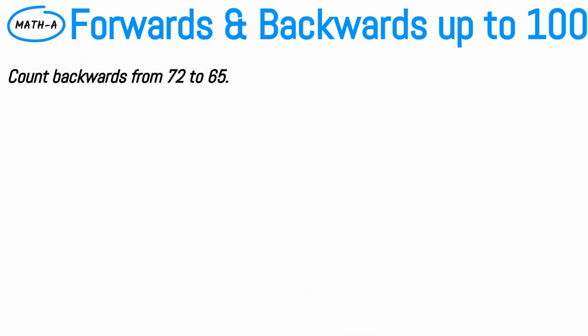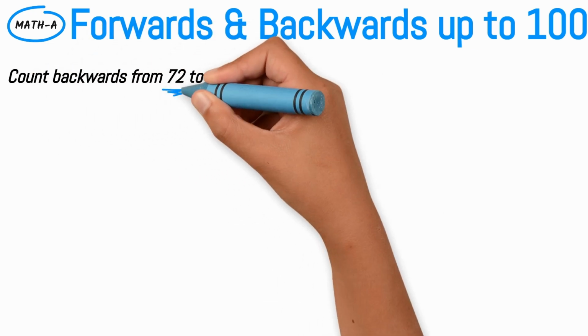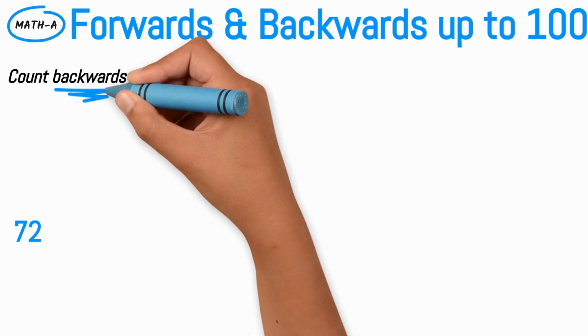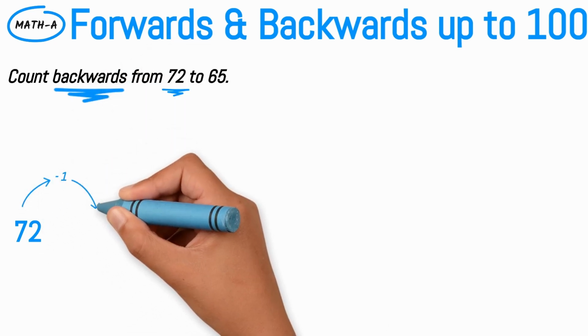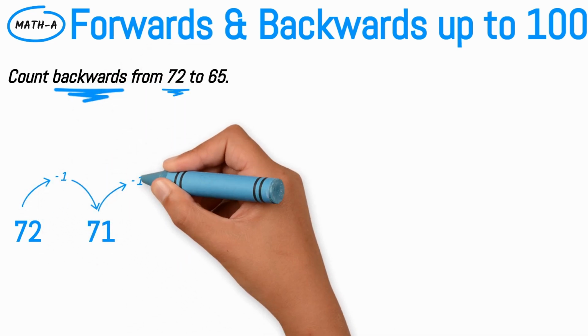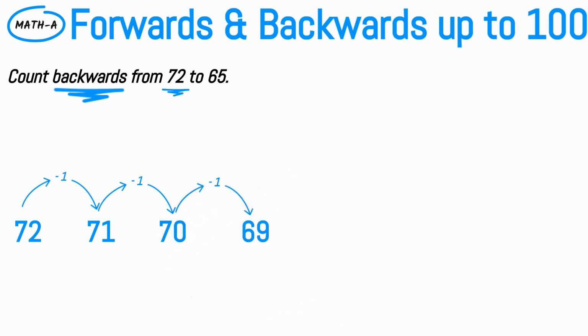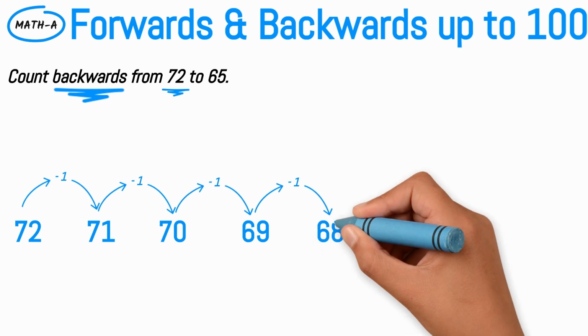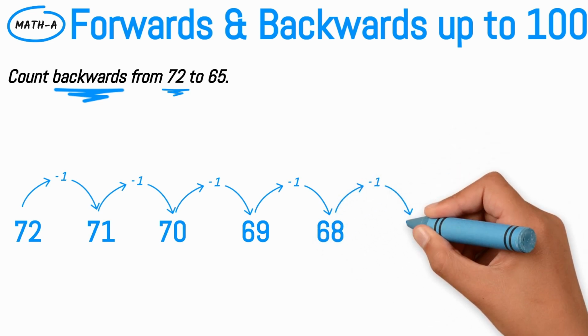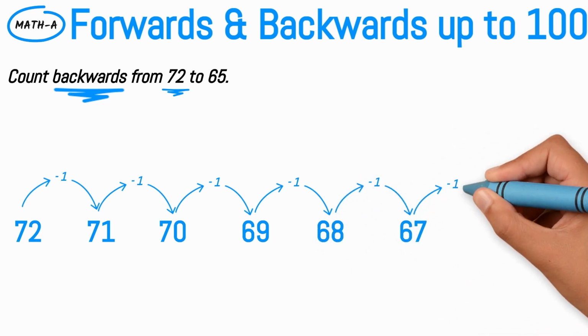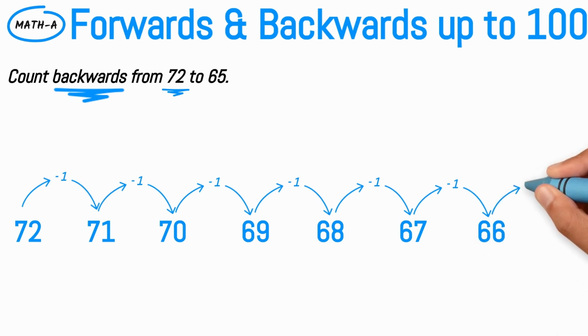Count backwards from 72 to 65. So we start with 72 and counting backwards. So we got 71, 70, 69, 68, 67, 66, and 65.